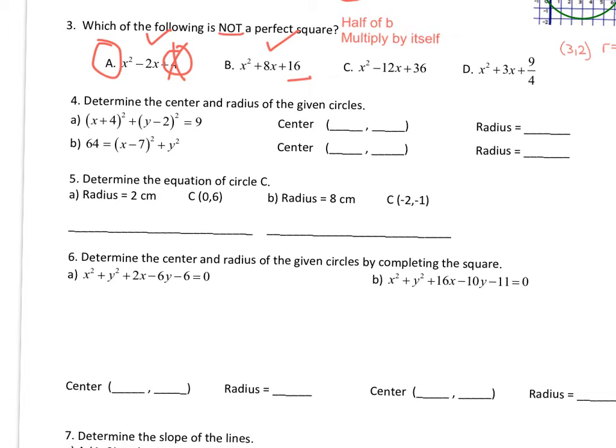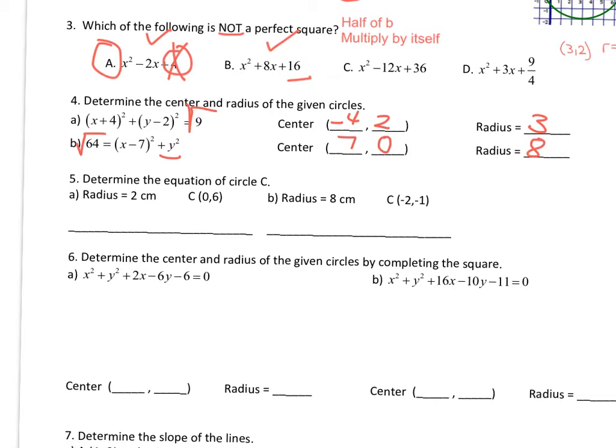Next one, determine the center and radius of the given circles. Okay, so we have to switch signs. So our center is at -4 and 2, and our radius is the square root of that value, so that's 3. For the next one, our center is at +7, and that y squared is by itself, so +7, 0, and the radius is the square root of 64, which is 8.